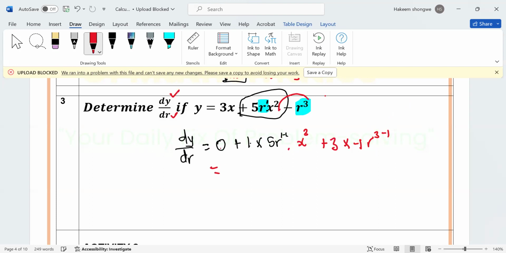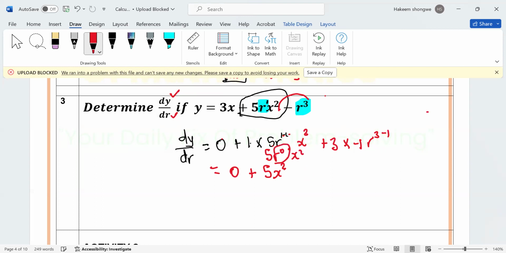Okay, let's simplify this a little bit further. If we say this one is 0, it's fine, it's 0 again. So we have 1 multiplied by 5, and then we have 1 minus 1. What is 1 minus 1? It's 0. Any number to the power of 0 is 1. So in this answer we are going to have 5x squared. You see where the 5x squared comes from? Here we are going to have 5 and then r to the power of 0 multiplied by x squared.